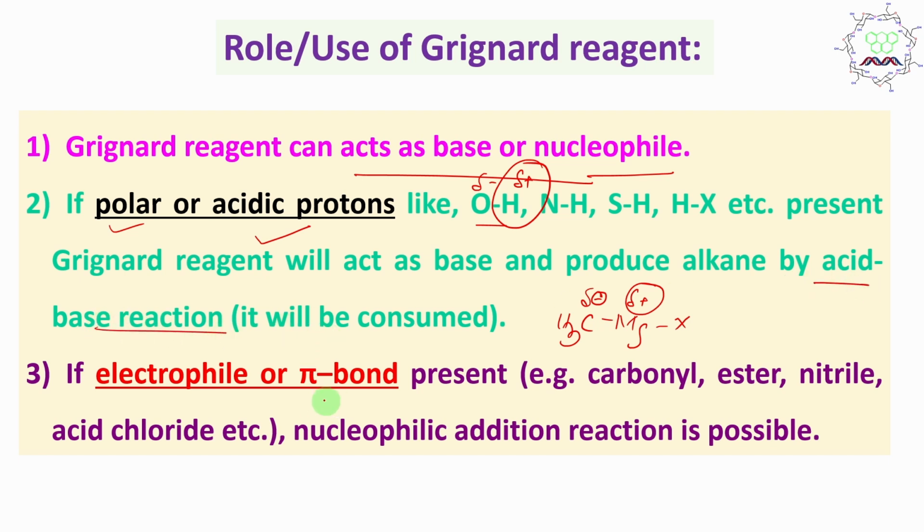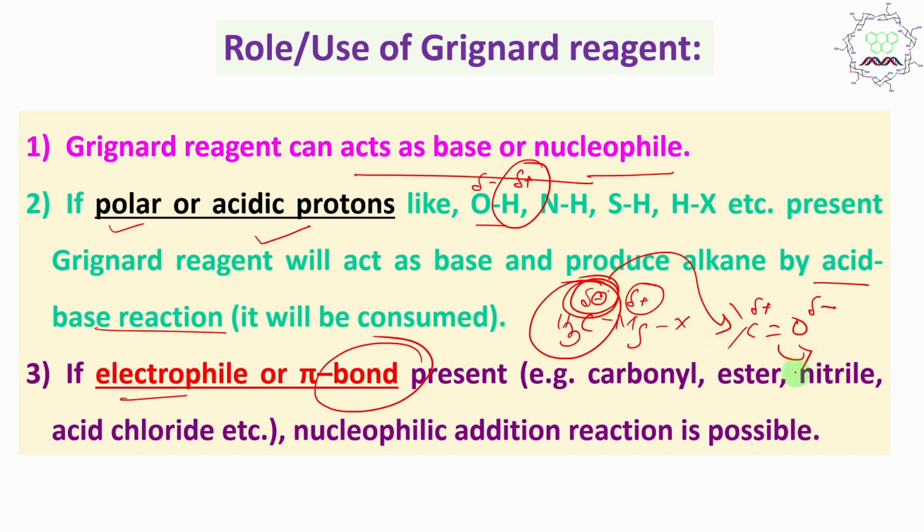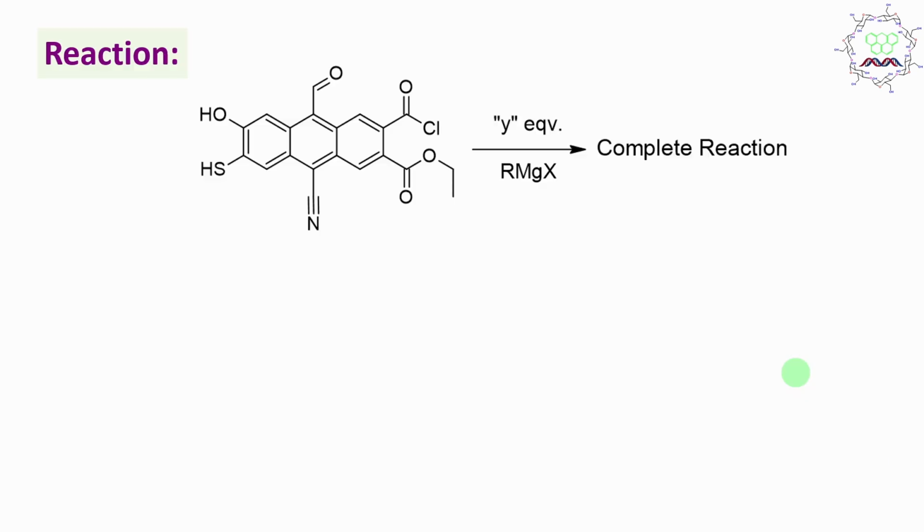The next type of reaction is nucleophilic, meaning Grignard reagent acts as a nucleophile and it can react with the electrophilic carbon or pi bond containing carbon, obviously polar, like carbonyl C double bond O, ester, nitrile, acid chloride, etc. Now in this case, this carbon is delta positive, oxygen delta negative. That's why this methyl group can attack and it can result in nucleophilic addition to this. So this is the overall understanding and let's use this.